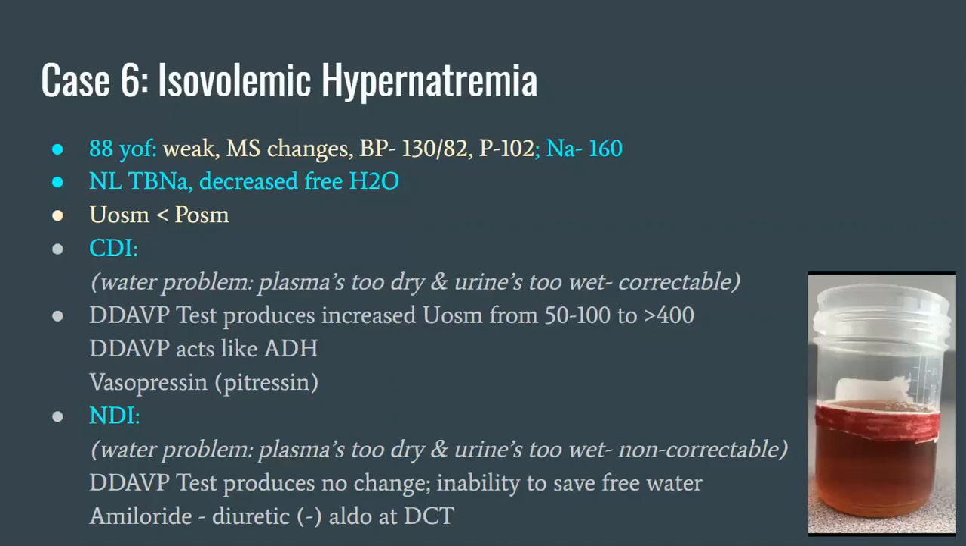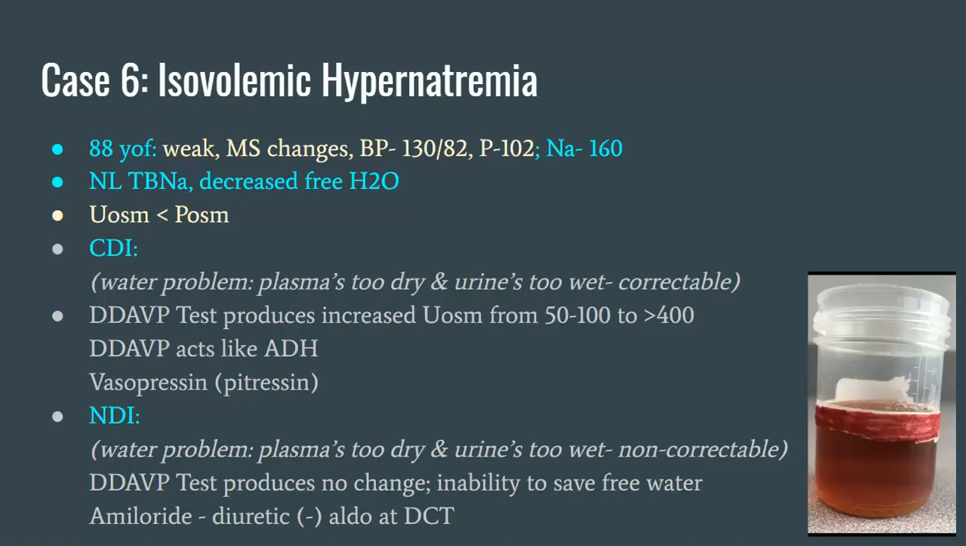So that means the urine's too wet and the plasma gets too dry because we're not bringing in free water. And when we're not bringing in free water, that means this sodium is high because there's not a lot of free water there. Okay? So trying to diurese your way out of this is not right. The problem is not volume overload or salt overload. The problem is that we don't have enough free water in the tube that they drew out of this grandma's arm and sent to the lab. So this is a water problem. The plasma's too dry, the urine's too wet.